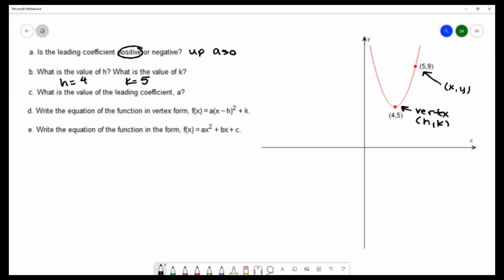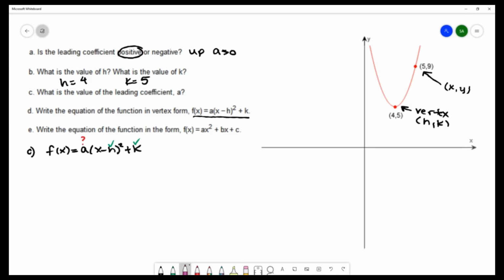In part C, we want to find the value of the leading coefficient. So this is going to require some more work, in fact, solving an equation. So our strategy for this is to start off with the vertex form. f(x) is equal to a times (x minus h) squared plus k. And we have the value of h, and we have the value of k. We're hoping to figure out the value of a.